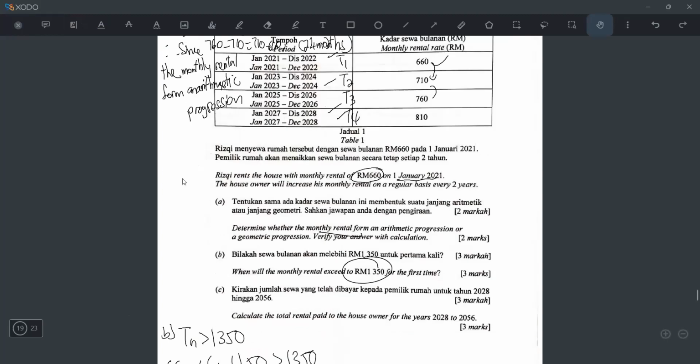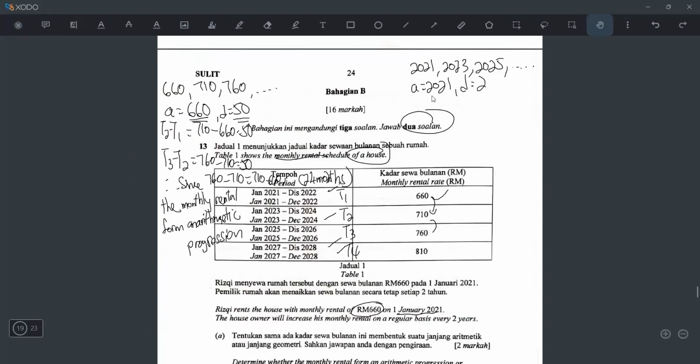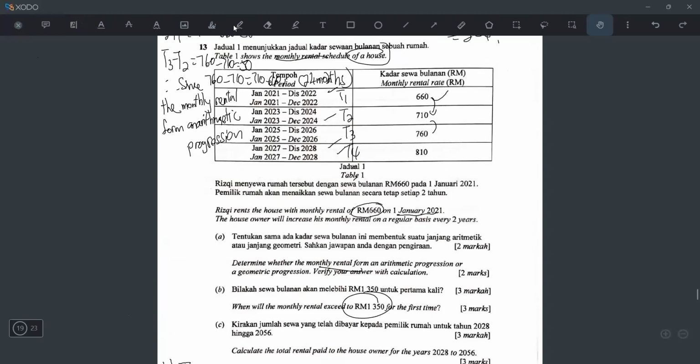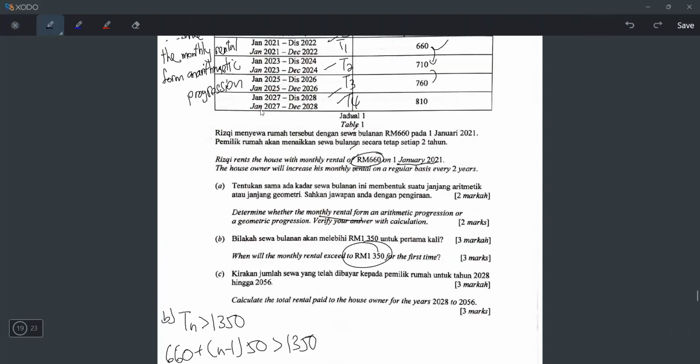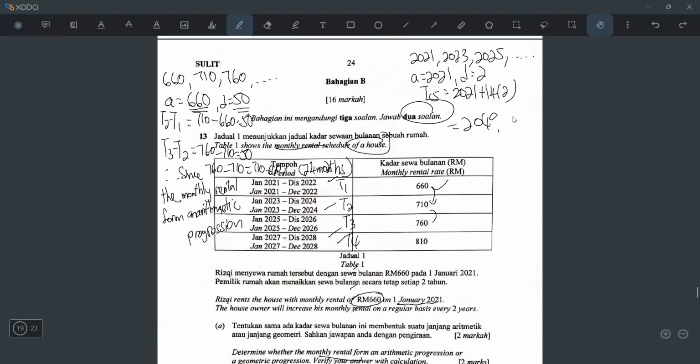So now I want to know after 15 years, right? So what I will do is find T15. So T15 will be A plus (n minus 1)D. So 2021 plus (n minus 1), which is 14, times D. Let's see, 2021 plus 14 times 2. So I will get 2049. It means if I keep going until T15, it will be January 2049.